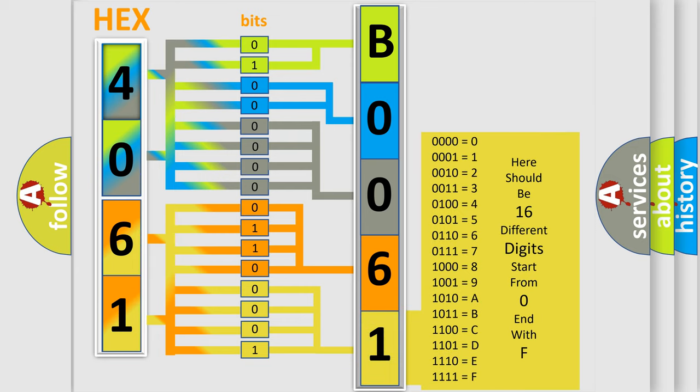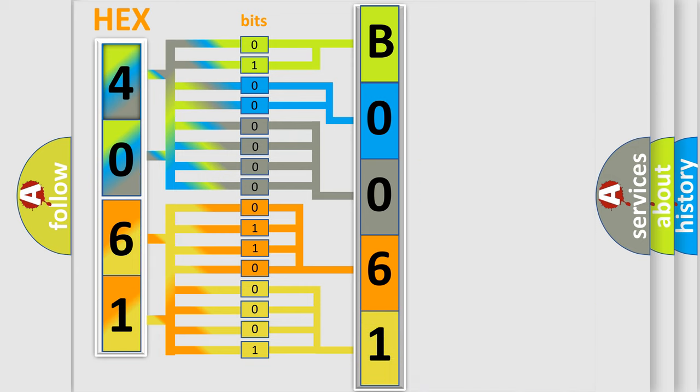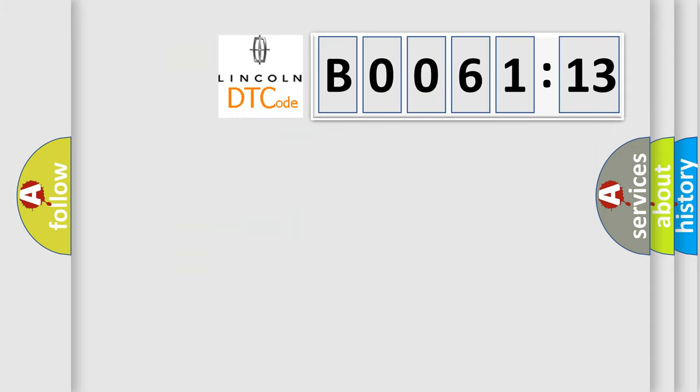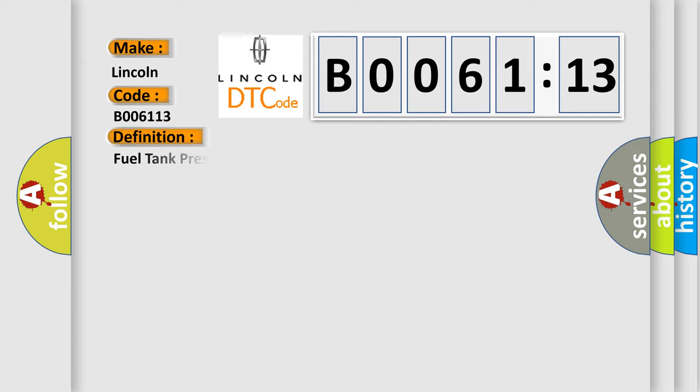We now know in what way the diagnostic tool translates the received information into a more comprehensible format. The number itself does not make sense to us if we cannot assign information to what it actually expresses. So, what does the diagnostic trouble code B0061-13 mean specifically for Lincoln vehicles? The basic definition is: fuel tank pressure sensor low input.